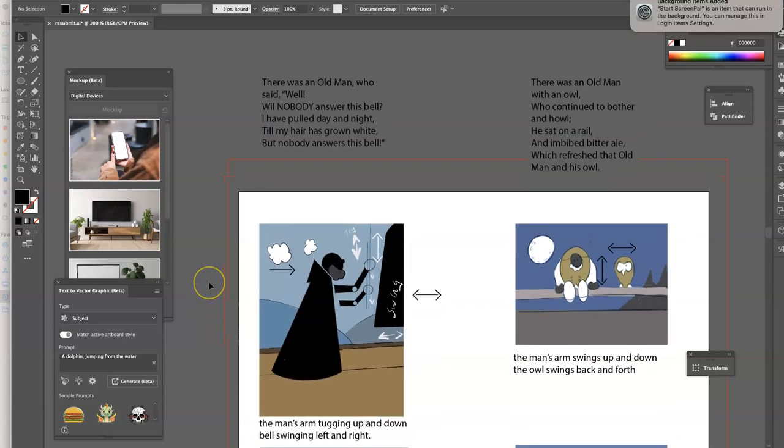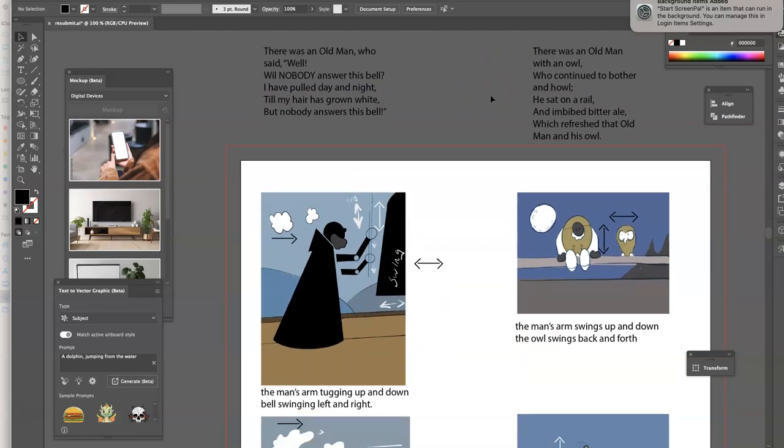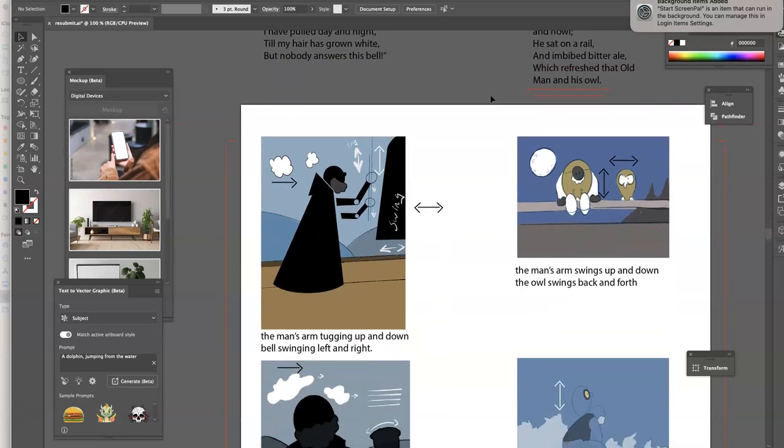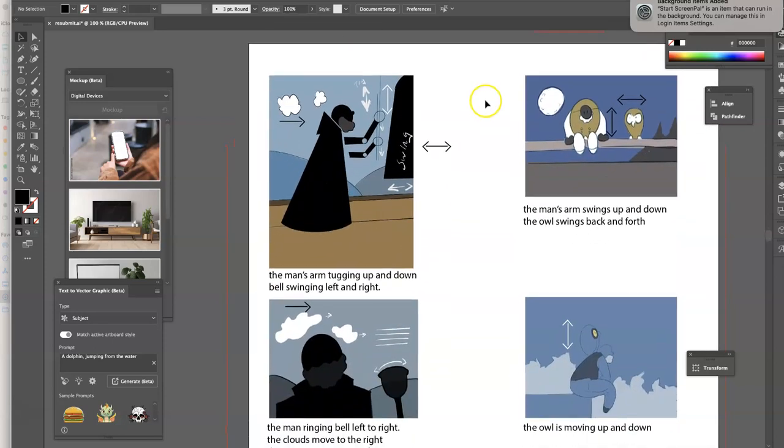I wanted to focus on the illustrations. I did choose my two limericks. One was going on about an old man ringing a bell, and the other one was just about an old man and an owl.